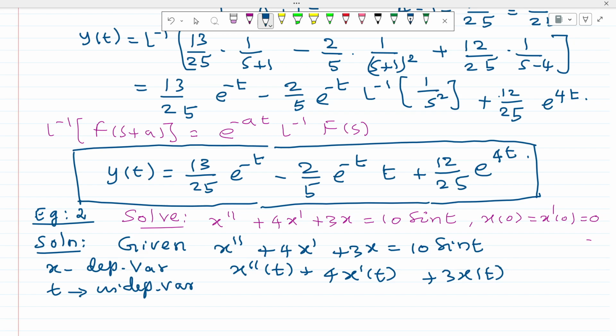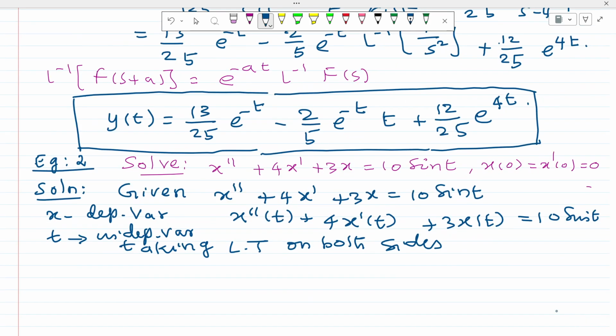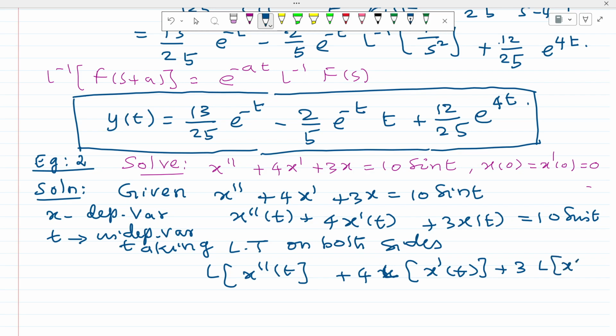Taking the Laplace transform on both sides. When you take the Laplace transform on both sides, the equation becomes L of x double dash of t plus 4 into L of x dash of t plus 3 into L of x of t equal to 10 L of sin t.